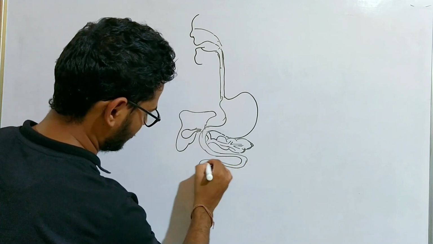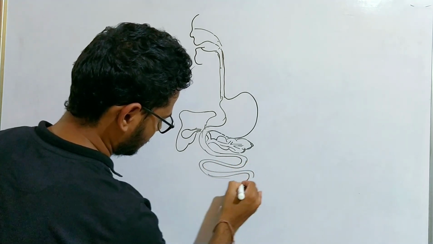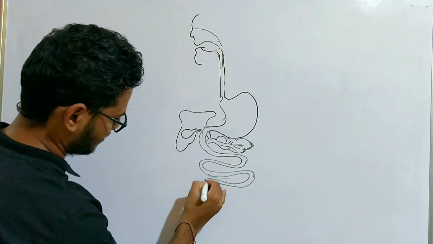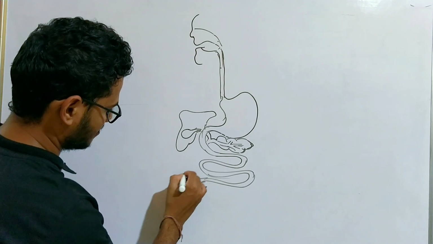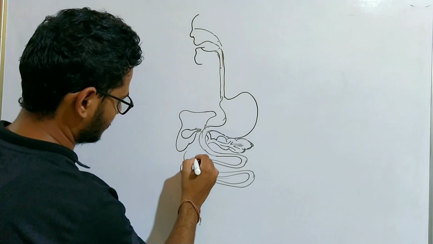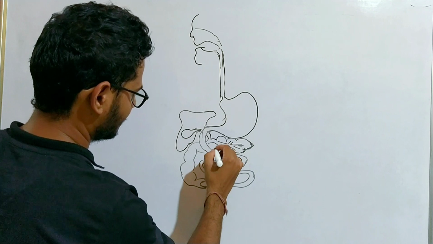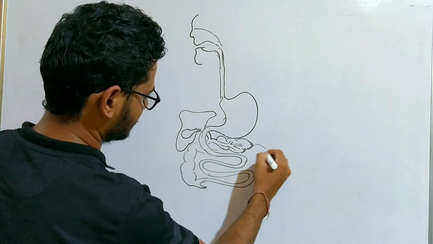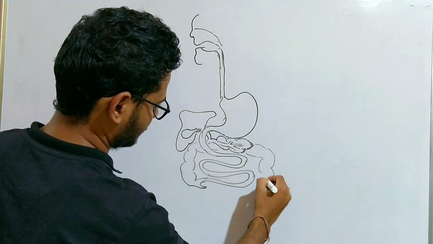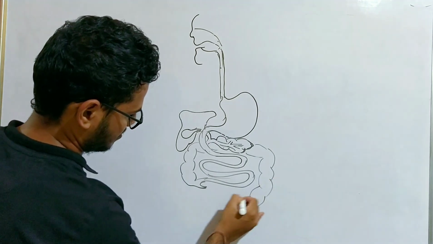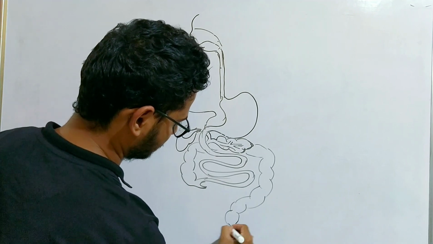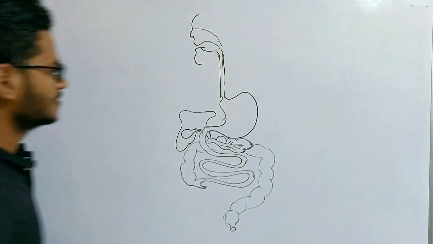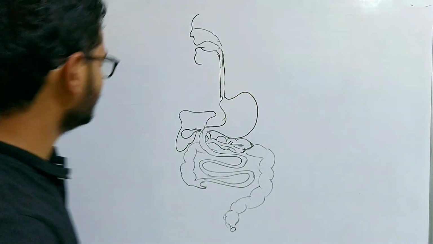It is a very coiled tube, then it will lead to, this is the vermiform appendix, then this one is the large intestine which will continue like this, and finally the rectum and the anus. So this is a rough diagram of the digestive system of human.